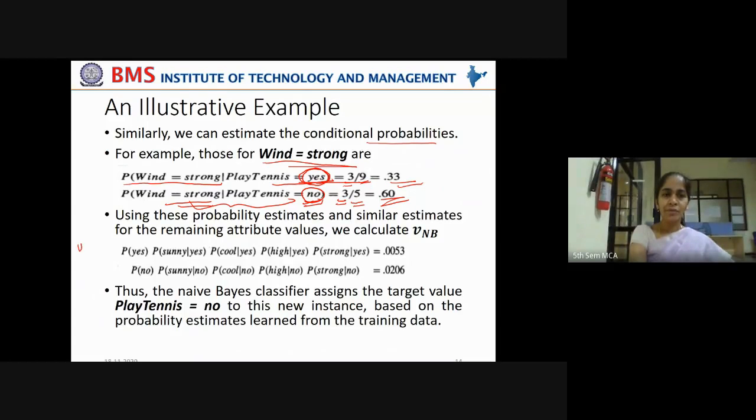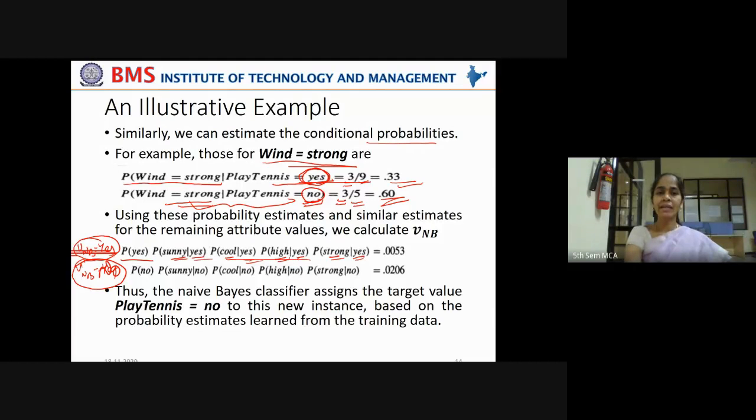Now, V_NB you are calculating when it is yes, and V_NB you are calculating when it is no. That is nothing but calculating the probability of yes being the outcome label for the given new instance, and the probability of the outcome label being no for the given new instance. So how is it represented? Probability of yes multiplied by the product of each of these climatic conditions being observed when the outcome label is yes. Substitute them. It is easy, right?